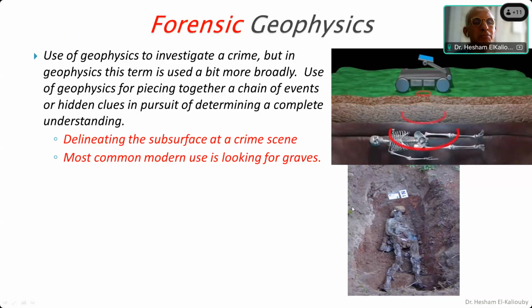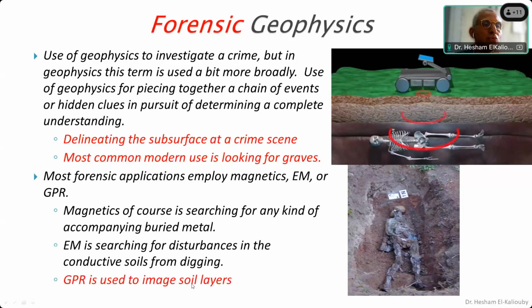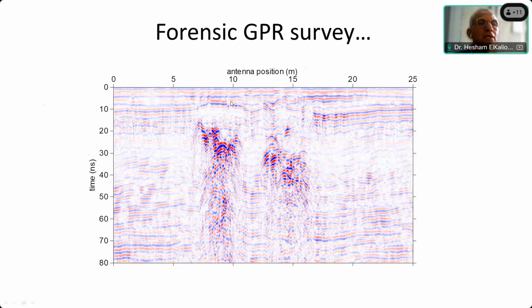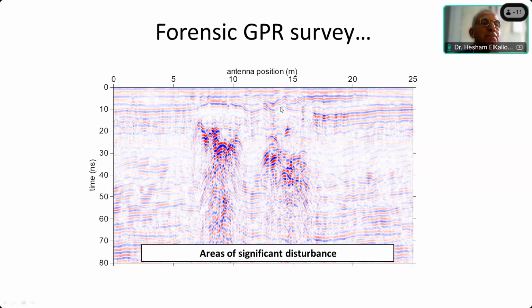Also, GPR could be used for forensic study, for criminal investigation. It is a very useful tool. Many police use GPR now as a tool for crime investigations. It can detect buried bodies or drugs or weapons in the subsurface. The idea is just to locate any disturbance in the soil. So in this GPR survey, for example, the areas of significant disturbance is where persons have dug into the ground and changed the soil.